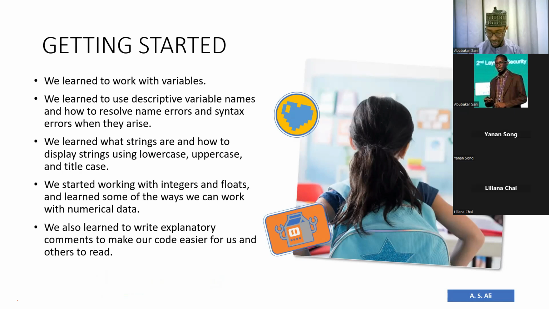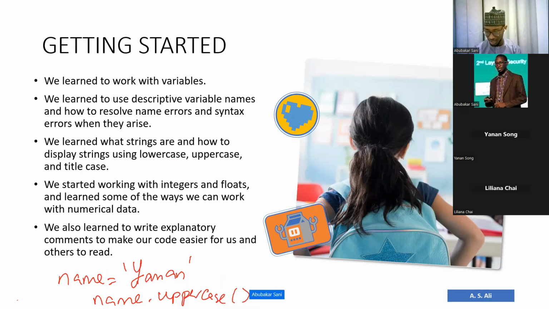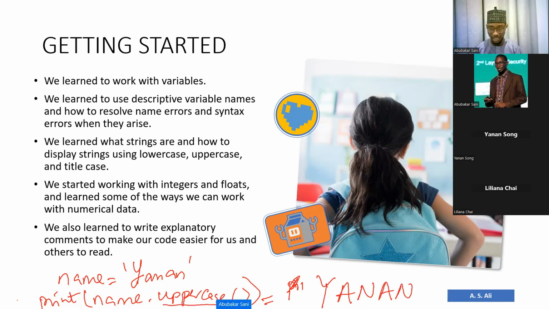And we know how we can use string methods. For example, if I say name is equal to Yanan, in lowercase, I can say name dot upper, and this will change the name to caps. If I print it with the print statement, it is going to print Yanan in caps. We call this a method, and we have seen this in the previous sessions.